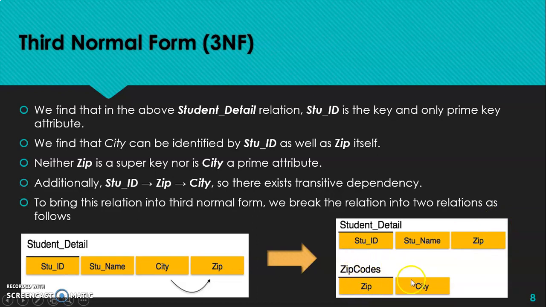From student ID, I can identify my city also. But for a single relation, this transitivity should not be there. That is, student can identify zip code and zip code can identify city, which in turn says that student can identify the city. So this relation has been split into two different relations here.